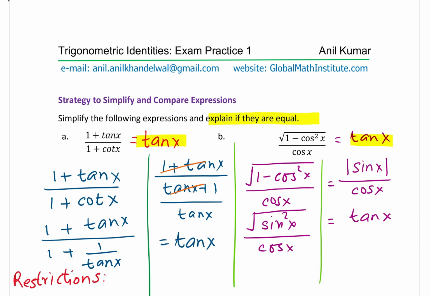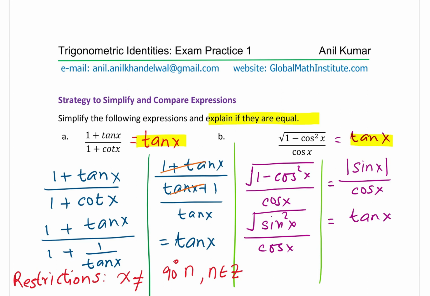Now here, we have a restriction that cot x and tan x are undefined for some values, right? So the value of x is not equal to n pi by 2, multiples of pi by 2, correct? Or you can say, since we are working more in degrees, multiples of 90 degrees, 90n, where n belongs to integers, correct?